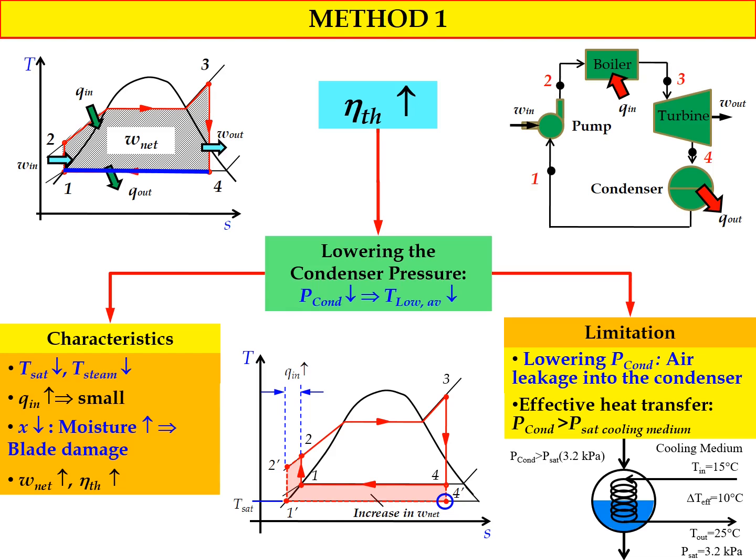So in order to lower the condenser pressure, we need to make sure that the condenser pressure is greater than the saturated pressure of the cooling medium. In this case, it must be greater than 3.2 kilopascal. Although we want to lower the pressure, the pressure we reduce to must still be greater than 3.2 kilopascal. If not, the condenser will have air leakage during the heat rejection process.